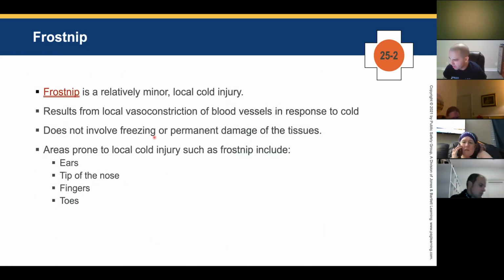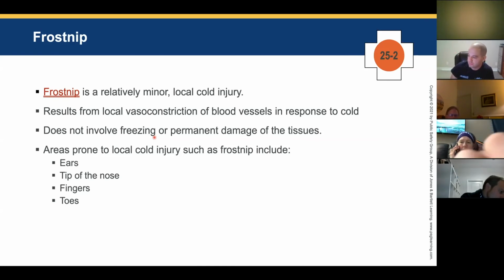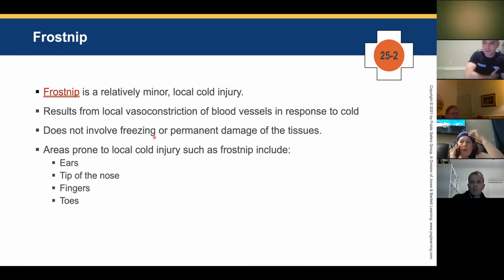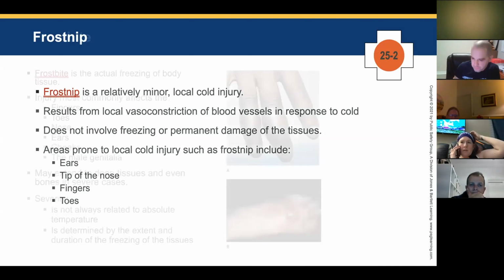So if the cause of frost-nip is the cold, how do you think we treat frost-nip? Getting out of the cold? Yeah, getting out of the cold, warming it up. A very simple thing that you can do is stick your hands up in your armpits. You can cover your nose, but basically the key here is getting out of that really cold environment.